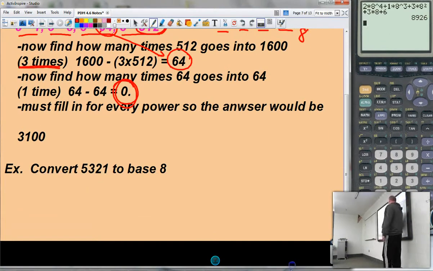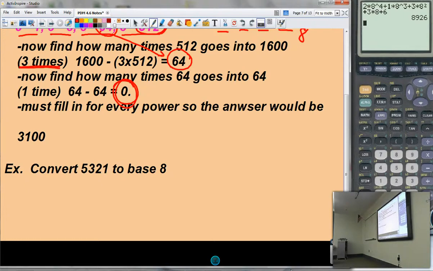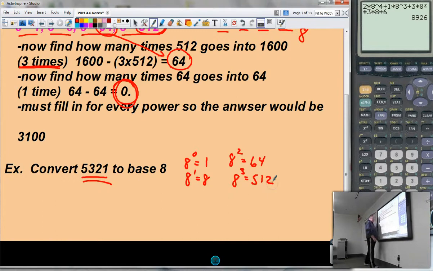Much like before, see if you can convert 5321 to base 8. Now remember, this is a decimal. So you write your powers of 8.